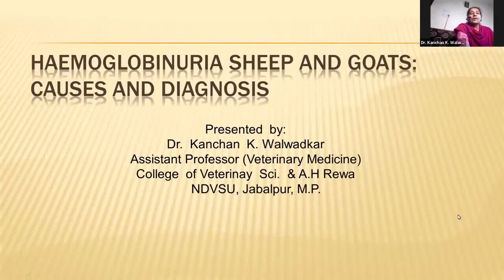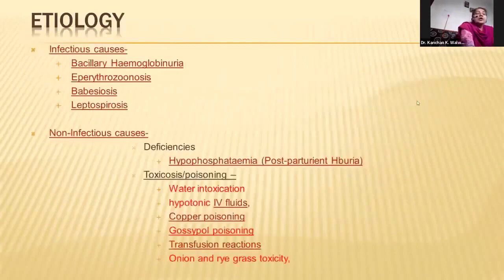Hemoglobinuria in sheep and goat, the causes and diagnosis. Physiological agents of hemoglobinuria. So first, it can be divided into two: infectious or non-infectious causes.